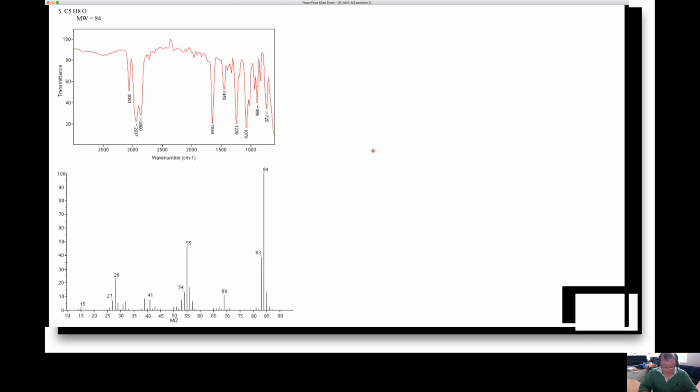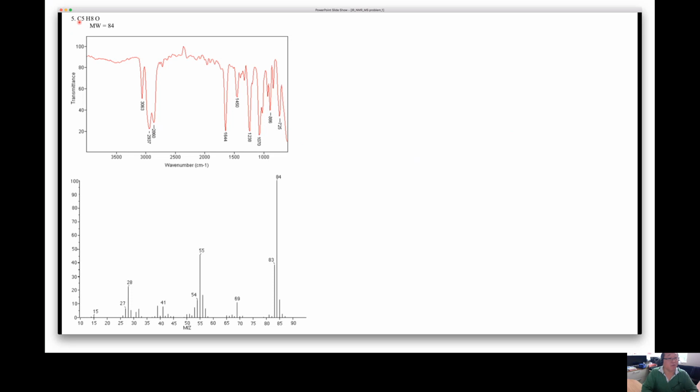Okay, moving on. The next one is 5 carbons, 8 hydrogens, and 1 oxygen. So the degree of unsaturation: number of carbons, plus 1, minus half of the hydrogens, so 8 divided by 2. So that will be 2. So we have 2 degrees of unsaturation. So how can we get 2 degrees of unsaturation? 2 double bonds, or maybe 1 double bond and a cyclic structure, or 2 cyclic structures? That's also possible. I don't know which it is.